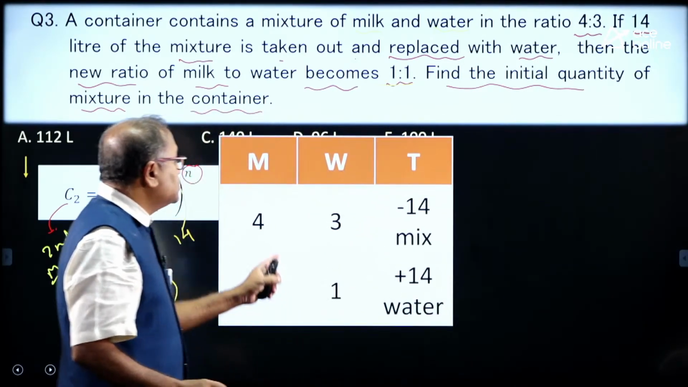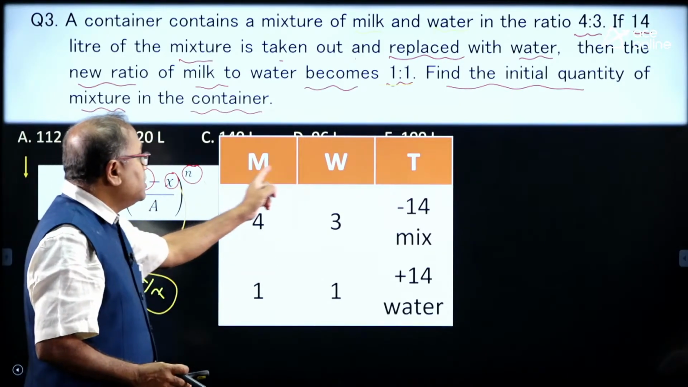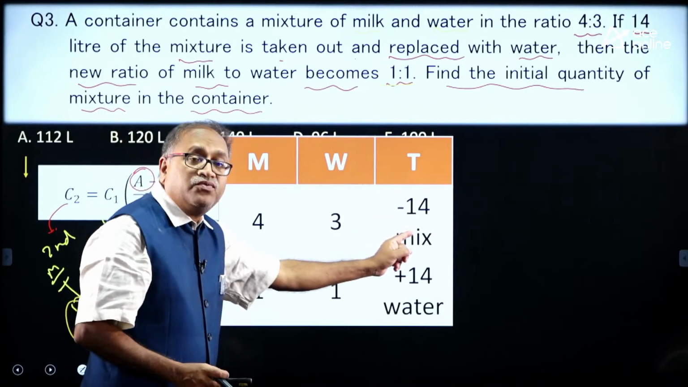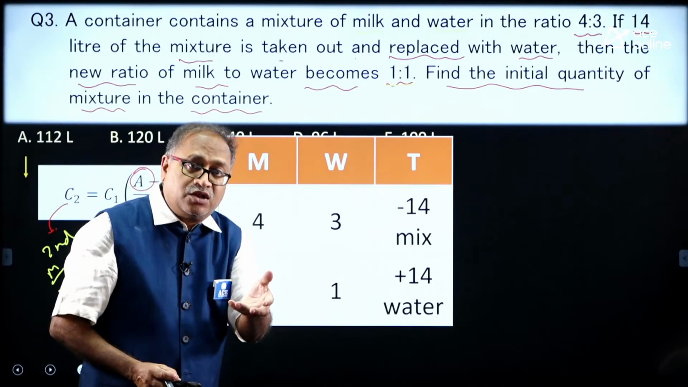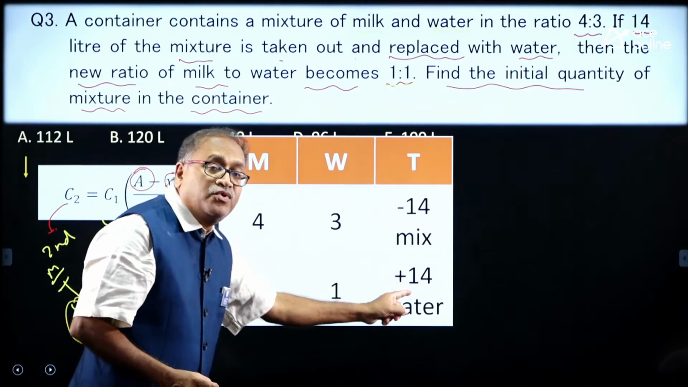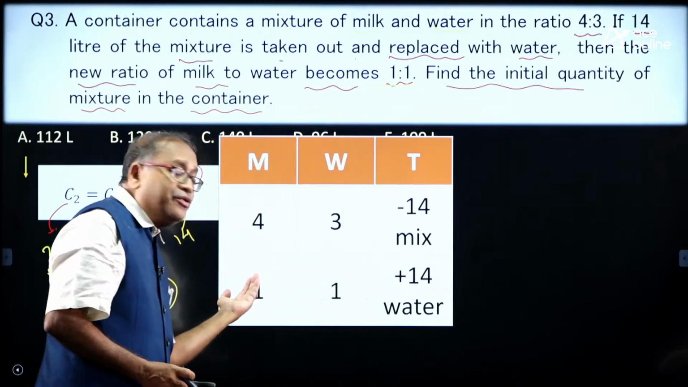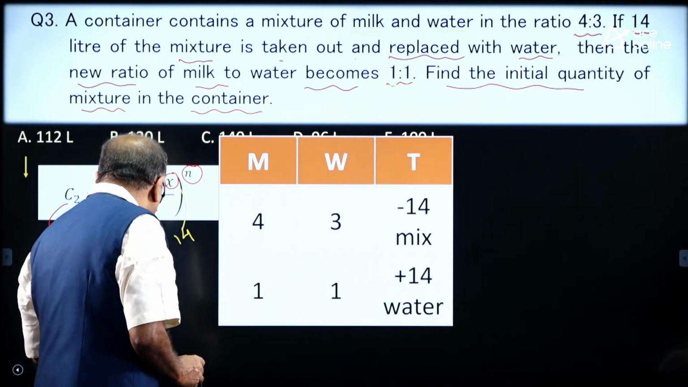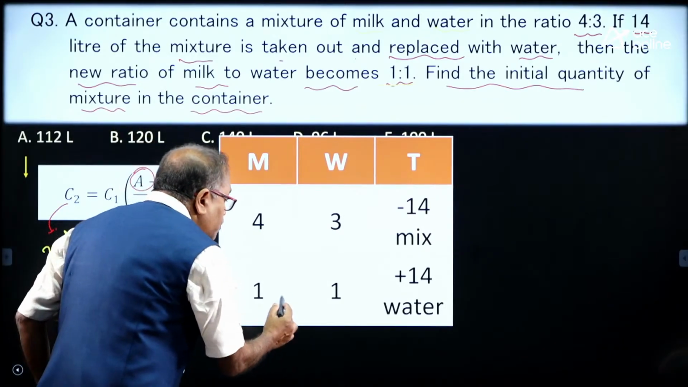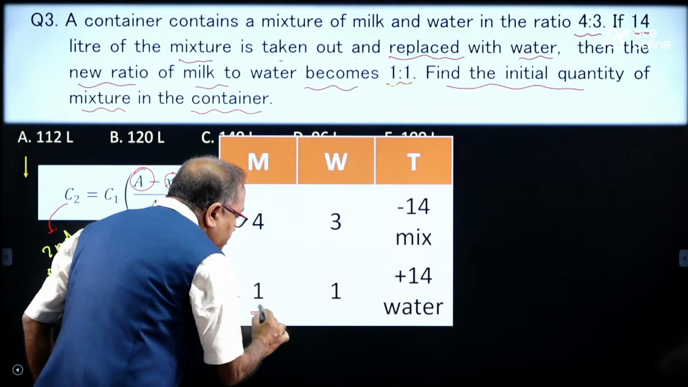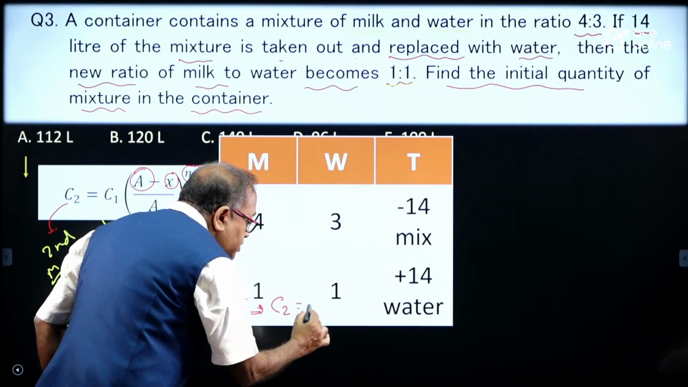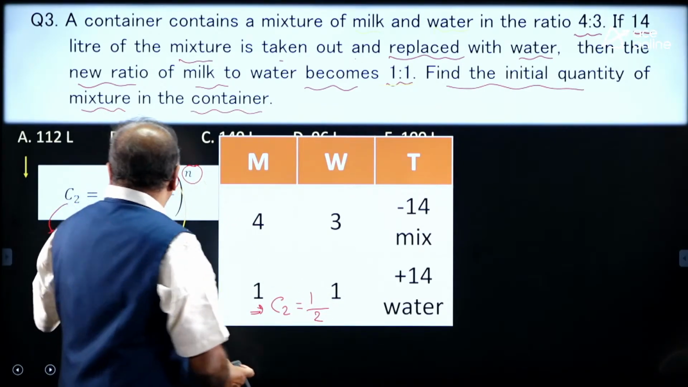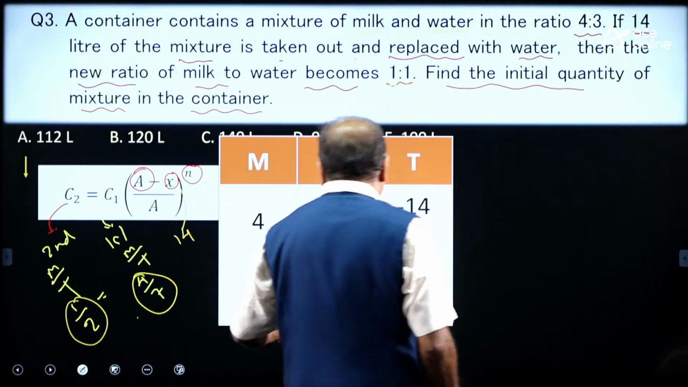Let me see what the question has said. The milk and water are initially in the ratio of 4:3. From there 14 liters of mixture is taken out and 14 liters of water is added to the mixture. As a result, the ratio becomes 1/1. So, from here I am getting C2. And what is that C2? 1 by total, that is 1 plus 1 is 2. So, you replace here the C2 with 1 by 2.